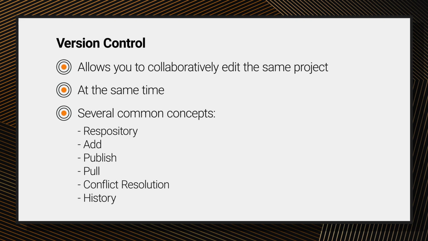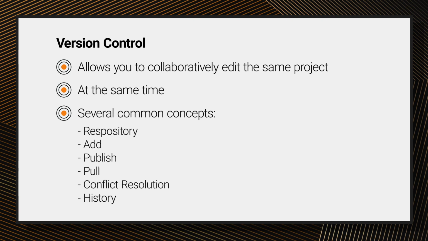Another is the concept of adding. When you add, you take files from your local machine and you push them out to the repo and add them to the repo so that they are tracked. In Unity Collaborate, everything in your assets folder is automatically added to the repo when you connect to Unity Collaborate.